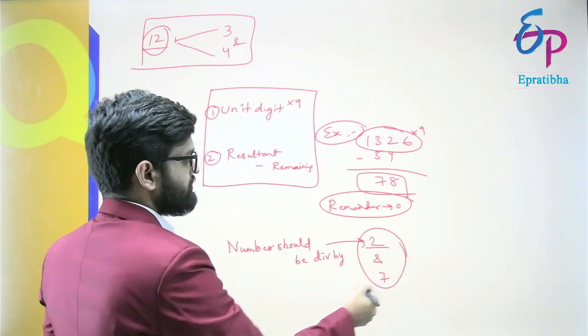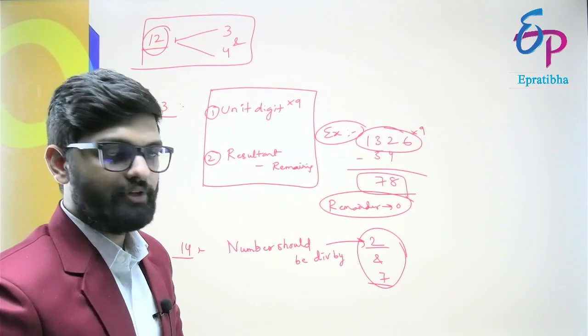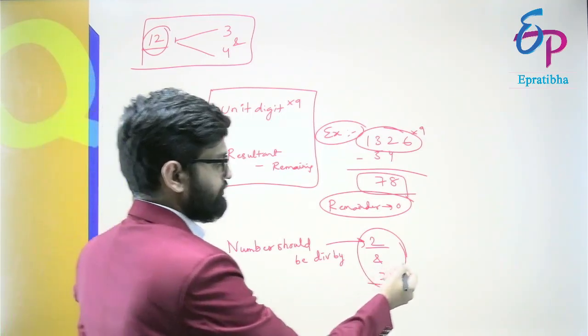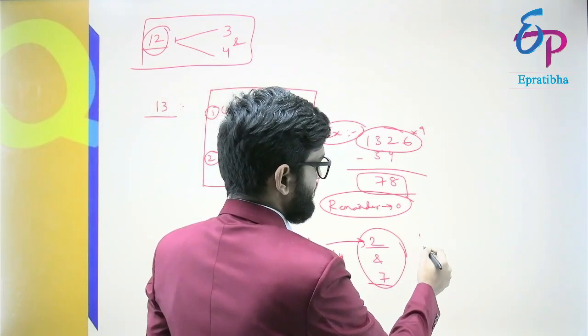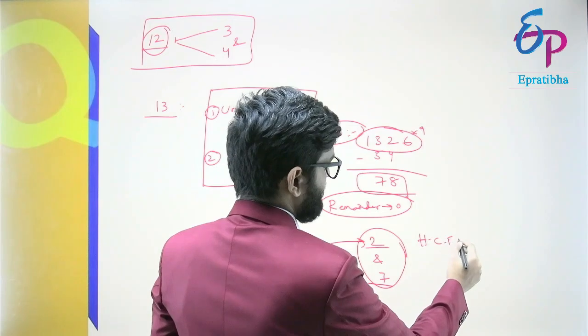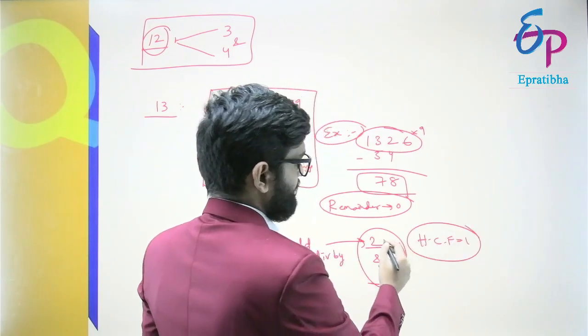These are co-prime numbers, right? What is the meaning of co-prime numbers? Co-prime numbers are those numbers which have the highest common factor, or the common factor, as 1 only. What are the factors of 2?